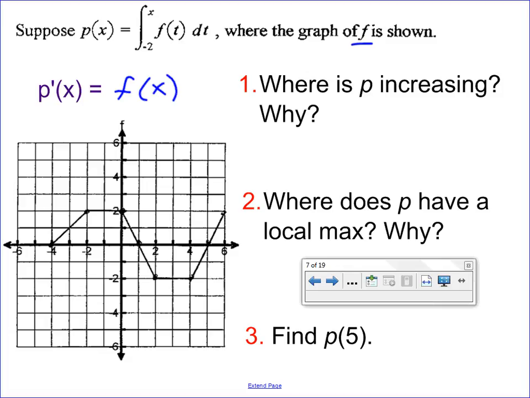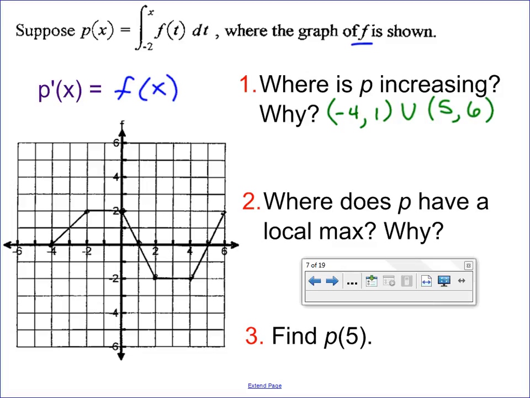So let's go ahead and figure out where is p increasing and why. Go ahead and tell your partner, and then be ready to share with the whole class. All right, so where is the function p increasing, and why? Sydney? Negative 4 to 1. And then 5 to 6. Raise your hand if you had the same intervals. A couple of you, okay.